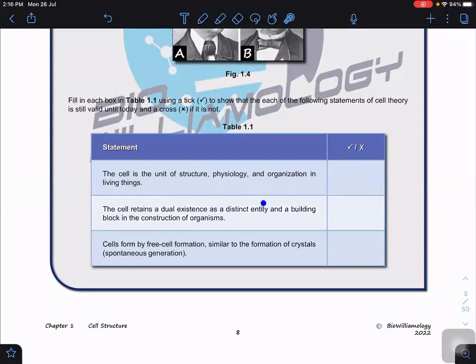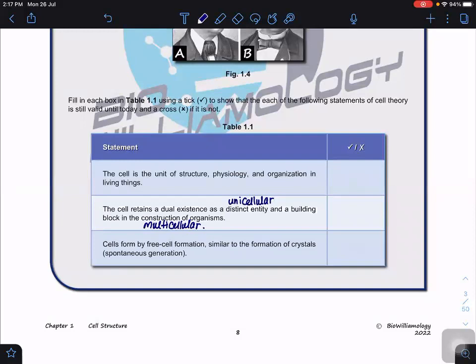So what does that distinct entity mean? In this case, you refer to the bacteria, the amoeba, which are unicellular. So what do I mean by unicellular? It means that if you leave the cell alone, it can still survive. They do not need to depend on other cells. The building block in the construction of organisms means that they can be multicellular. Are you clear? So what is multicellular?